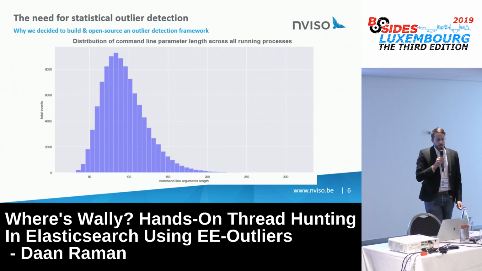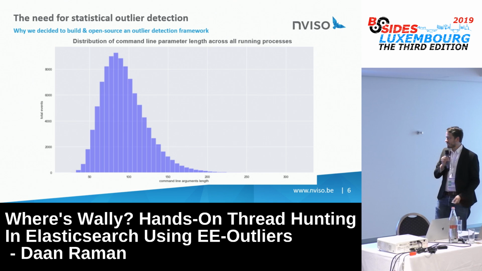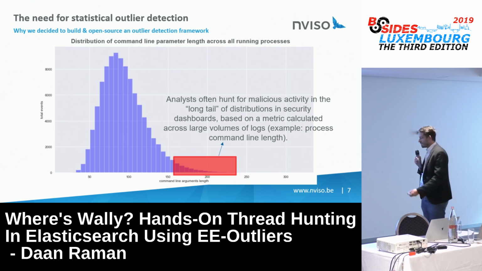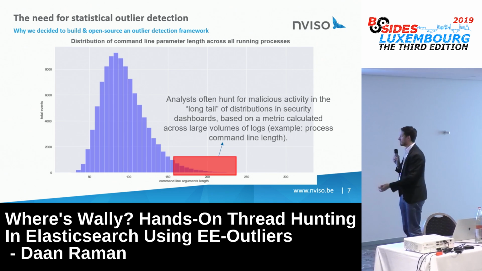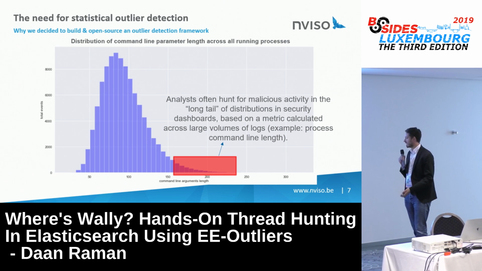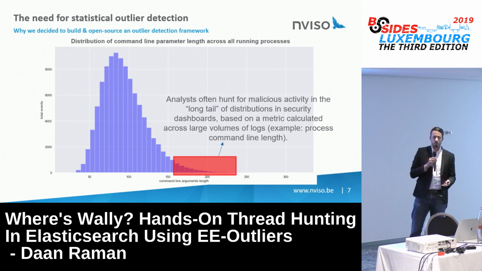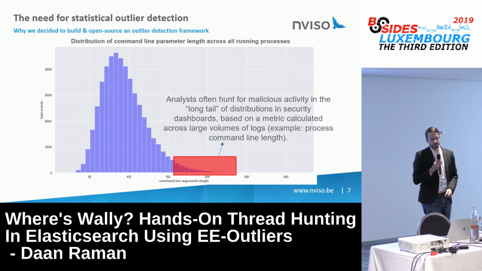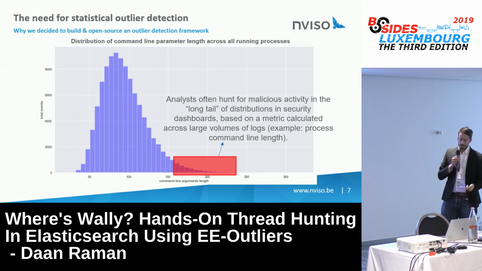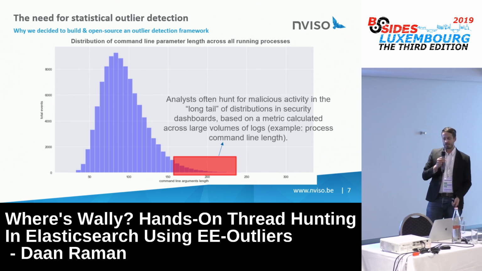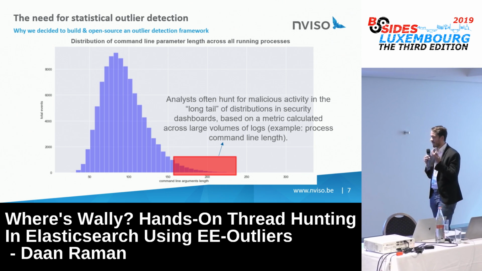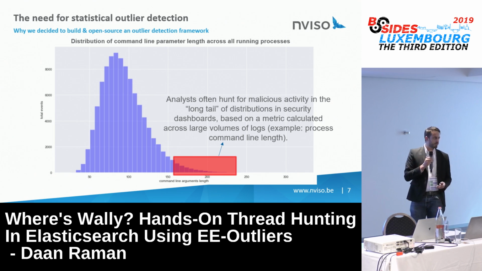So actually, if you look at command line length, I would say that most often, for this specific case, people would do a long tail analysis and would start looking in the tails based on a metric calculated across all the logs, for example, the length of the command line arguments. Now, there's definitely interesting stuff you can find there. And of course, the reasoning behind this is that, let's say we have a very long command line parameter for a certain process. It might contain an interesting payload, for example. So that might work.